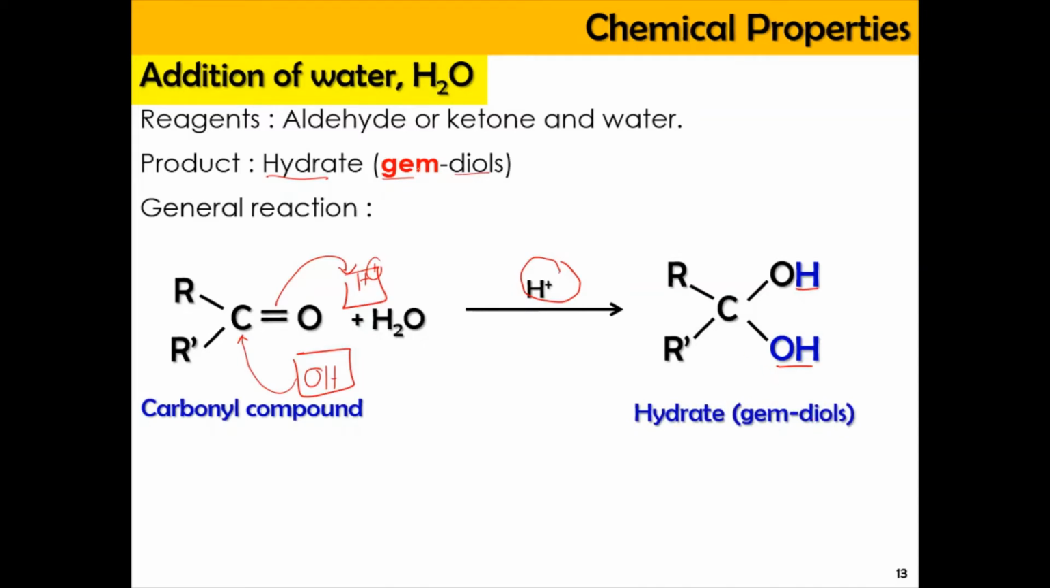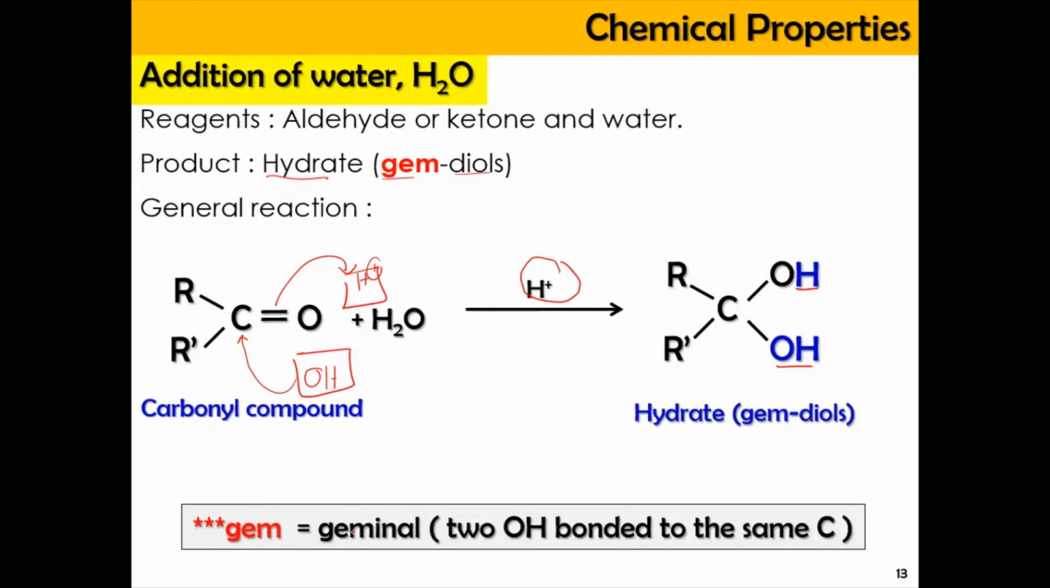The meaning of gem basically comes from the word geminal, which means that there are two OH groups bonded to the same carbon. And the short form is gem.